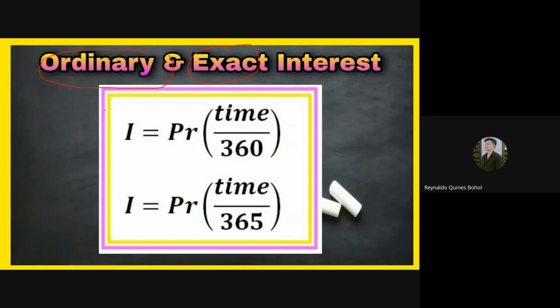When it comes to ordinary, it is denoted as IO. When it comes to exact, it is denoted as IE. And it is the same with the simple interest, which is I is equal to PRT. The difference is just we're going to divide it by 360 or 365. We're going to divide by 360 if it is ordinary. We're going to divide by 365 if it is exact.